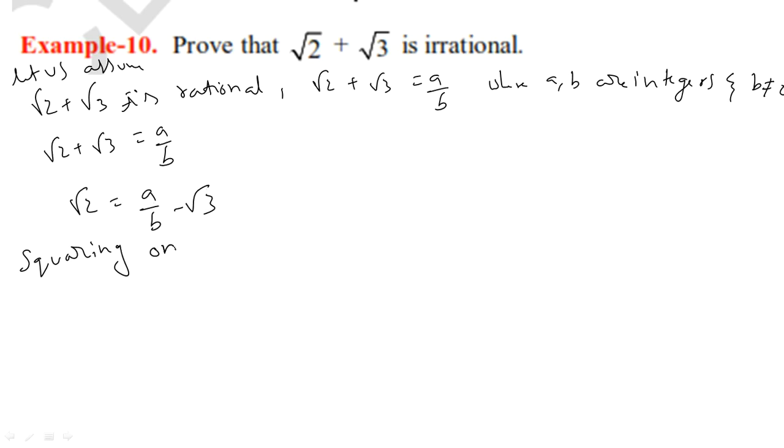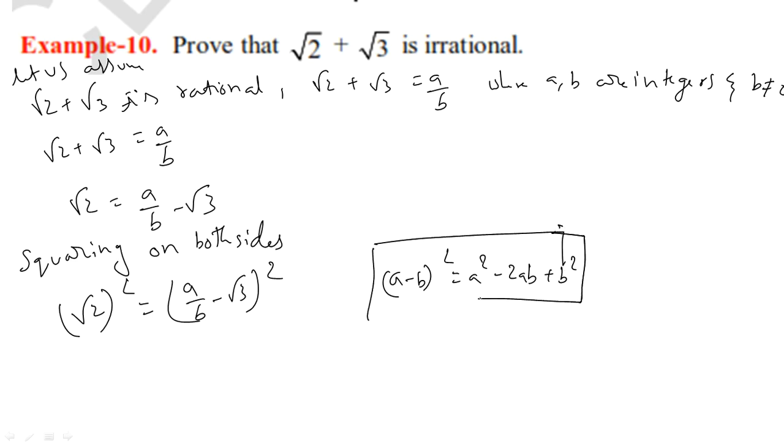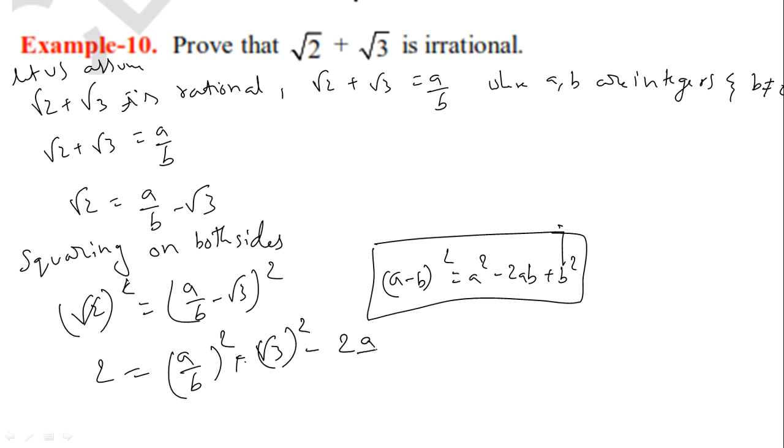Squaring on both sides. Root 2 whole square is equal to a by b minus root 3 whole square. Now, this is of the form a minus b whole square. A minus b whole square is equal to a square minus 2ab plus b square. What is a here? A by b. And what is b? Root 3. Now, root and square gets cancelled. 2 is equal to a by b whole square plus root 3 whole square minus 2a by b into root 3.